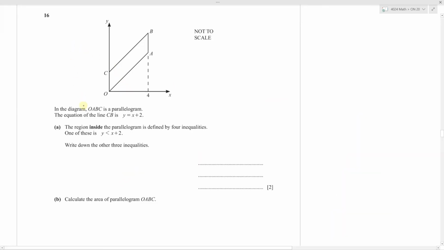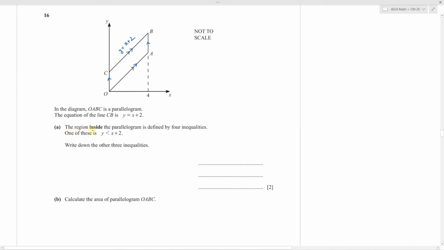Question number 16 is, in the diagram OABC is a parallelogram. So this is a parallelogram. That means this line is parallel to this line, and line OA is parallel to line CB. The equation of the line CB is y equals x plus 2. So this line is y equals x plus 2.